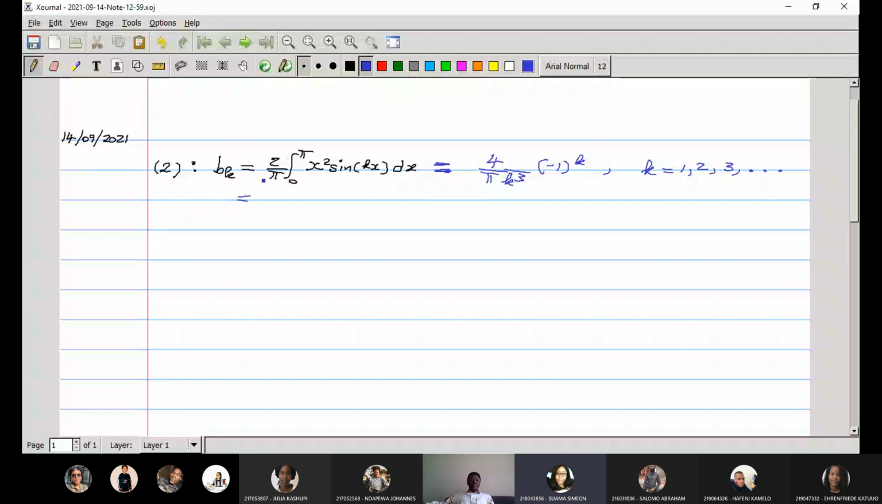If you want, you can even isolate this 2 by pi. You can forget about it. Just isolate that out of the integral, and you just consider this one: the integral from 0 to pi, and then we have our x squared sine kx dx.